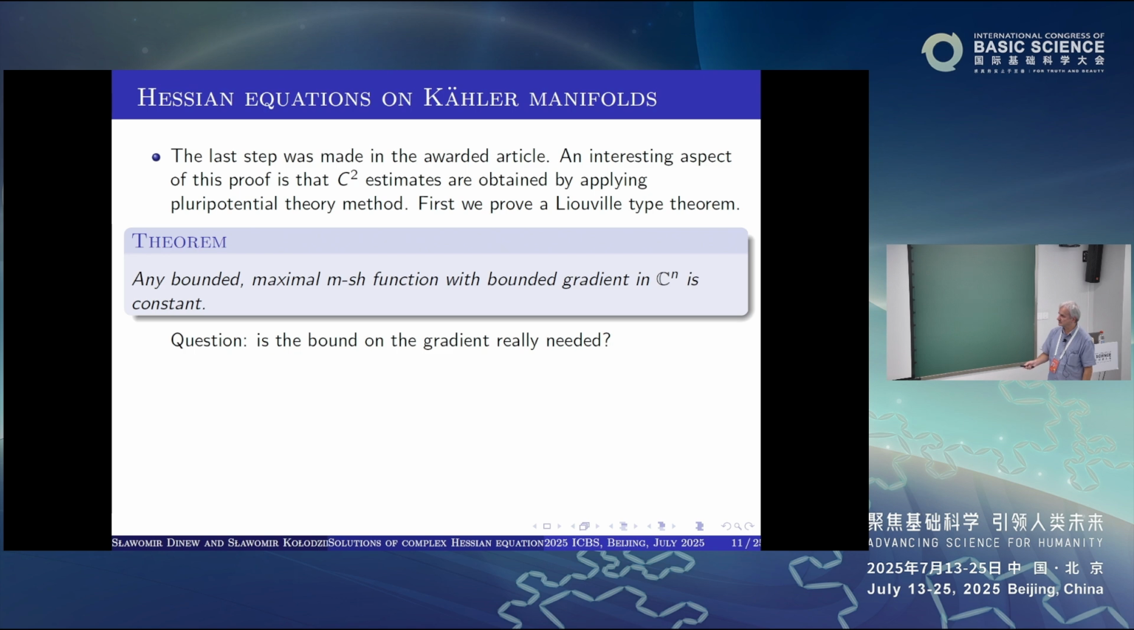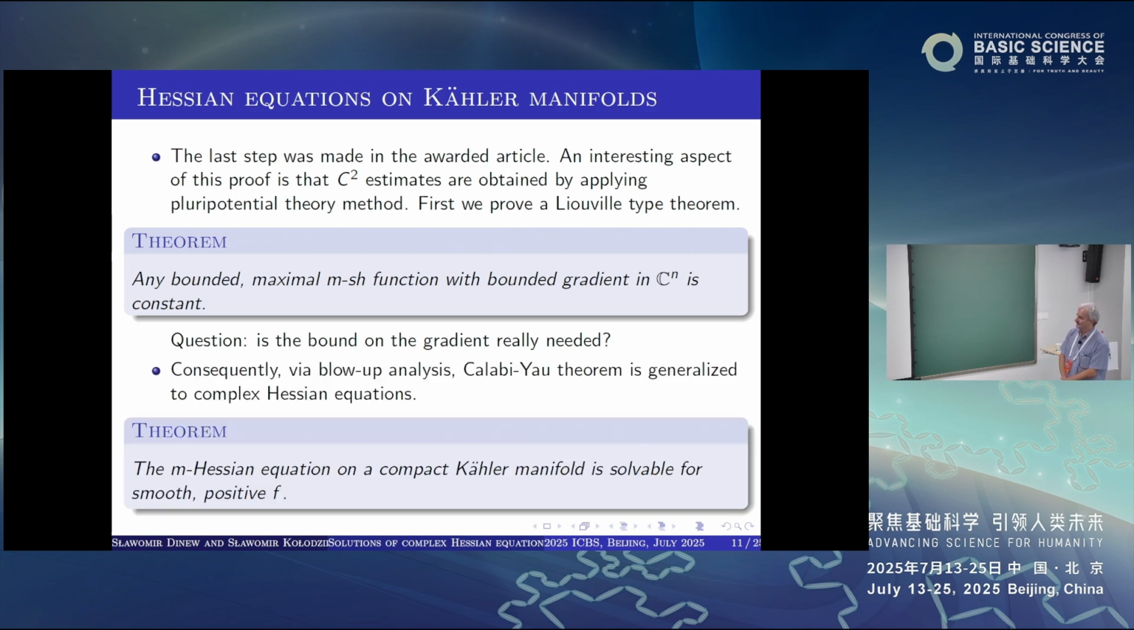An open question, which is still open, is if we need this assumption here. This is not what you have in the classical Liouville theorem. But some people tried and failed so far. So as I said, after having this, one can complete the Calabi-Yau theorem for complex Hessian equations and show the existence of solutions for any smooth positive f, of course, with this normalizing condition on the integral.